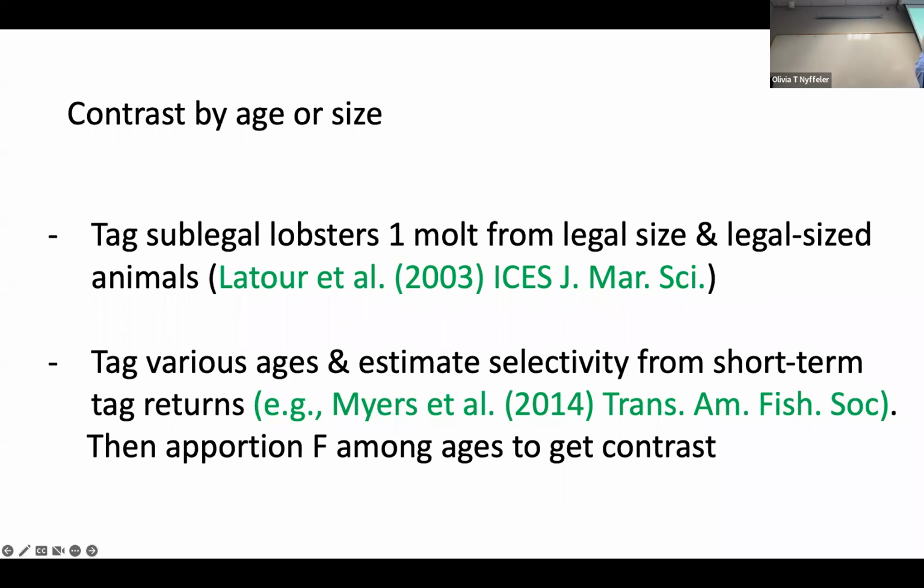You could also do contrast by age or size. So I did a paper with Rob Latour where we suggested tagging lobsters 1 molt away from legal size and also tagging legal sized animals. So the legal sized animals are experiencing fishing and natural mortality, and you can get their survival rate. And then the ones that are 1 molt away from legal size, they're big animals, they're almost legal size, so they should have similar natural mortality rate, except for the fact that they're slightly smaller, but they're not having fishing mortality. So now you have a way of saying, I've got 2 different mortality rates with different fishing mortality, so I can solve for fishing and natural mortality.